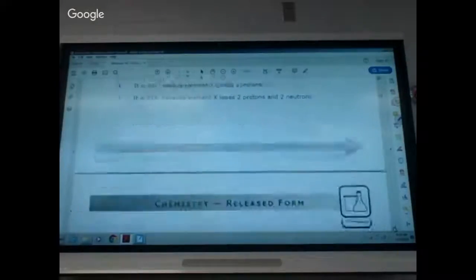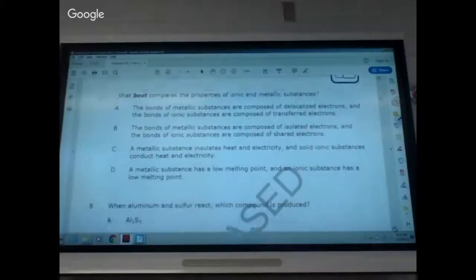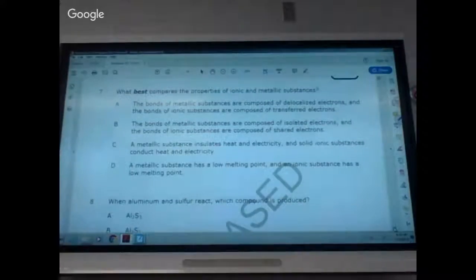All right, number 7. Here we go with ionic bonds and metallic bonds. Some of us really struggled here with this concept. This is some of the stuff that will cause the biggest headache for y'all because y'all hated bonding. All right, ionic and metallic substances. The bonds of metallic substances are composed of delocalized electrons. What does it mean when they say delocalized electrons?